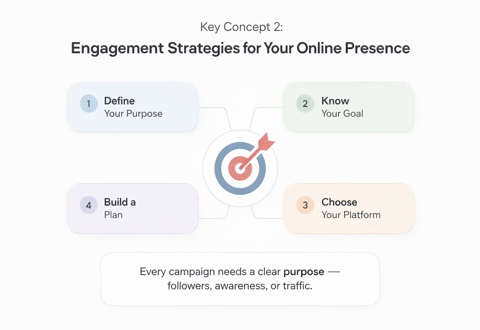Now let's move into the second key concept, engagement strategies. Before you run any kind of online campaign or start posting content, you need to have a clear sense of purpose. The discussion here emphasizes that every campaign, whether it's on Meta, Google, or any other platform, should have a defined goal. Are you trying to grow your follower count? Are you trying to raise awareness for a specific service? Or are you trying to drive traffic to your website? These are 3 very different goals, and each one requires a different approach.